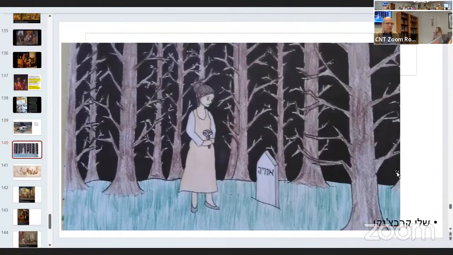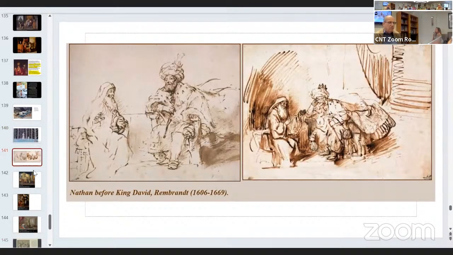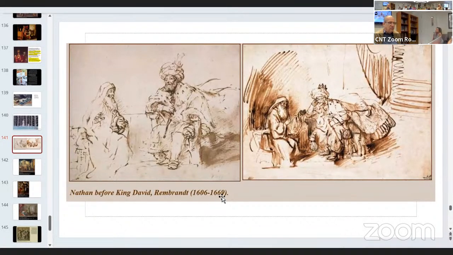Look at this painful painting. Shelley Kravchenko, this says Uriah, and here's Bathsheba, this lonely Bathsheba in this forest with all these thorns, these trees and these thorns around. And it doesn't say his name, it doesn't say anything, it just says Uriah. Very, very powerful. Here's a painting I even found of Rembrandt of Nathan coming to King David and proving him wrong.